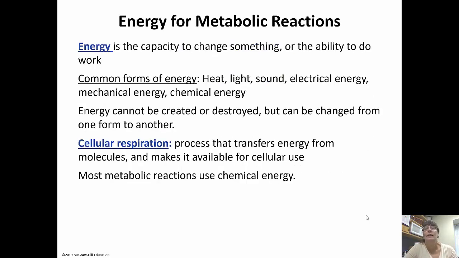Energy itself is the capacity to change something or the ability to do work. Heat, light, sound, electrical energy, chemical energy, mechanical energy, these are all common forms of energy. The first law of thermodynamics states that energy cannot be created or destroyed. It can only change from one form to another. And cellular respiration is the process that transfers energy from the molecules and makes it available for cellular use. So this is how we generate ATP. Most metabolic reactions actually use chemical energy.